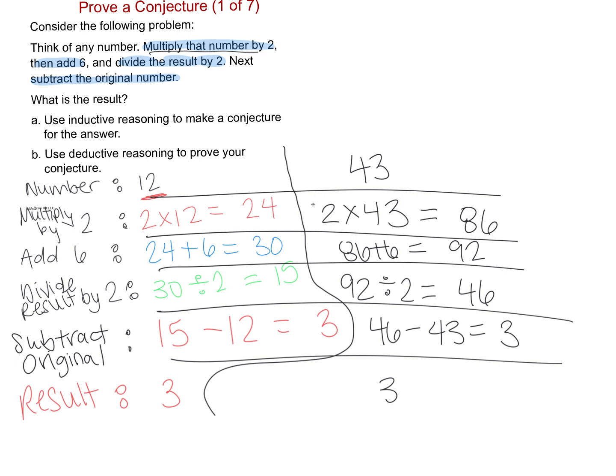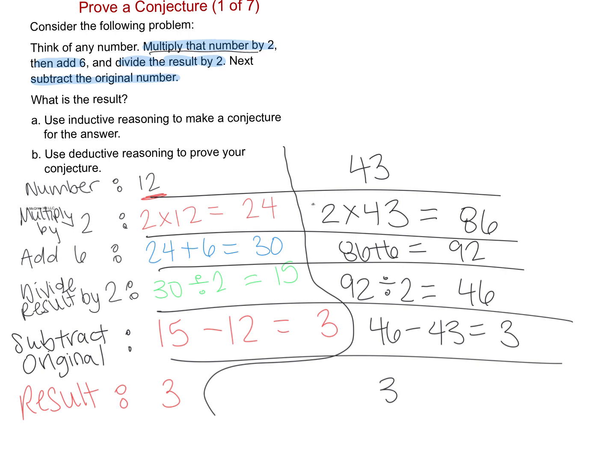So at this point, we might be tempted to conclude that the result is always 3, but this is just a conjecture. We've tried only a few of infinitely many possible numbers, not to mention the fact that we've chosen only whole numbers. What about decimals, fractions, negative numbers? As usual, when using inductive reasoning, we can't be completely sure that our conjecture is always true. But at this point, it seems like it would at least be worth the effort to see if we can prove that our conjecture is true.